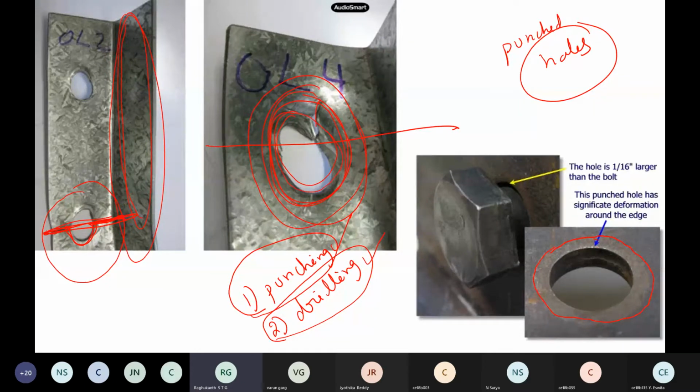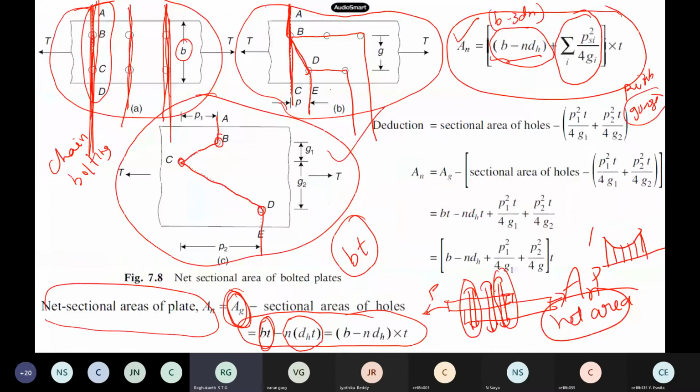So generally, there are two types of making a hole: punching or drilling. Drilling is fine, but punching means a sudden action, so here you will see significant deformation. We will come to these punched holes today. Okay, so this is our net area.